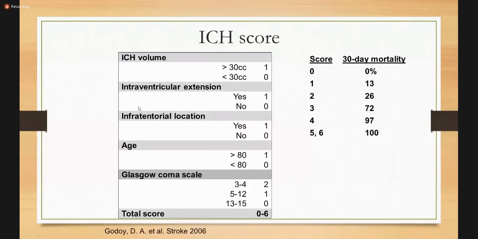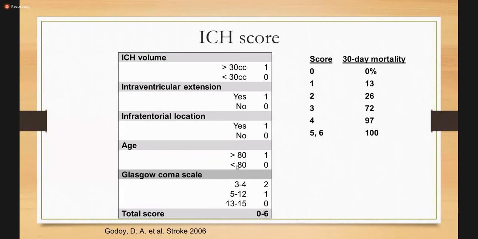This is another score, the ICH score, for mortality. According to this score, you can monitor how much risk of mortality the patient has. If the ICH volume is more than 30 cc, the score is 1. If it is less than 30 cc, the score is 0. Then check whether the patient has intraventricular extension or not, and whether it is supratentorial or infratentorial. If it is infratentorial, the score is 1.